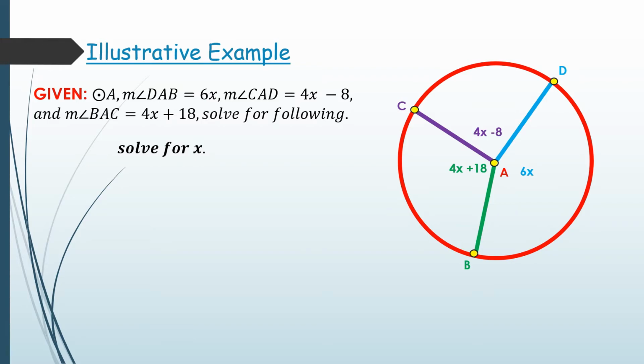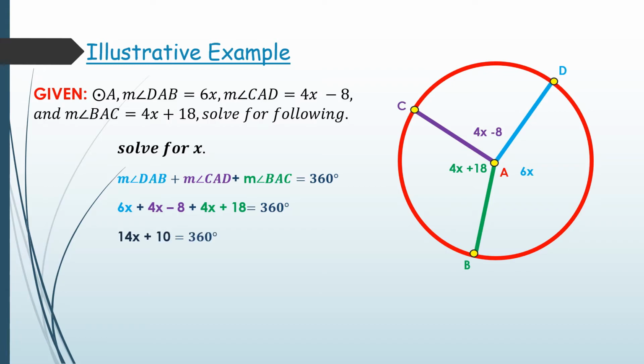So therefore, we can make an equation like this. Measure of angle DAB plus measure of angle CAD plus measure of angle BAC is equal to 360 degrees. Replacing the given angles with the given measures, we will have 6x plus 4x minus 8 plus 4x plus 18 is equal to 360 degrees. So combining like terms, we will have 14x plus 10 equals 360 degrees. Isolating the variable on one side, you will have 14x equals 360 minus 10. Then we will have 14x equals 350. Divide both sides by 14. Then x is equal to 25.